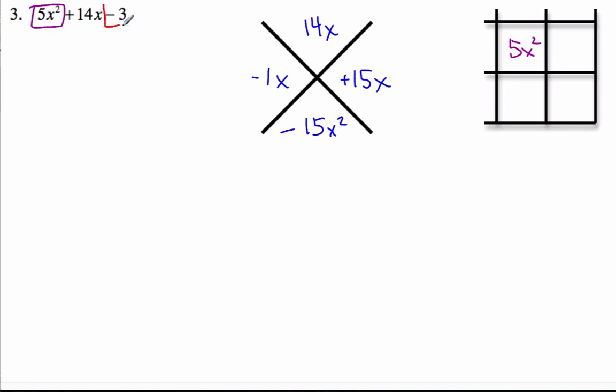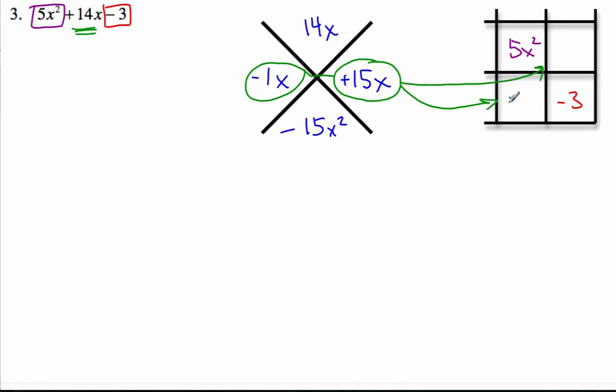This -3 goes into this bottom box here in the corner. And then finally, this 14x. Well, 14x has two places to fill it in. Lo and behold, the 15x and the -1x make the 14x. That's what goes into here and here. So this is positive 15x and a -x.